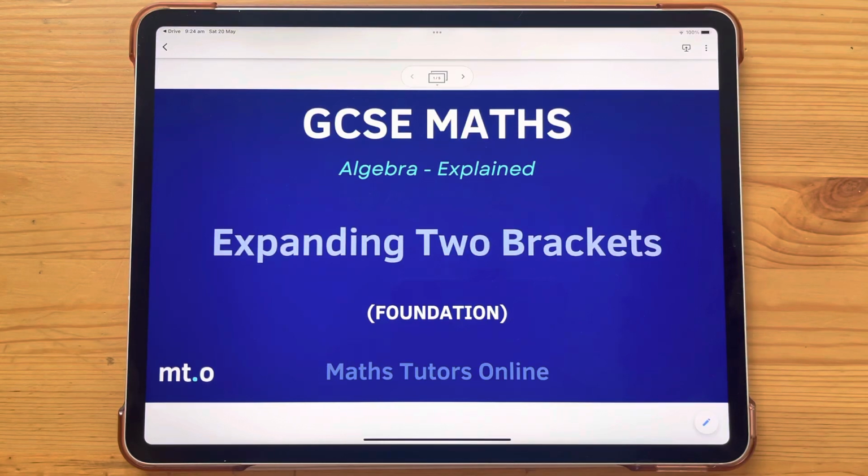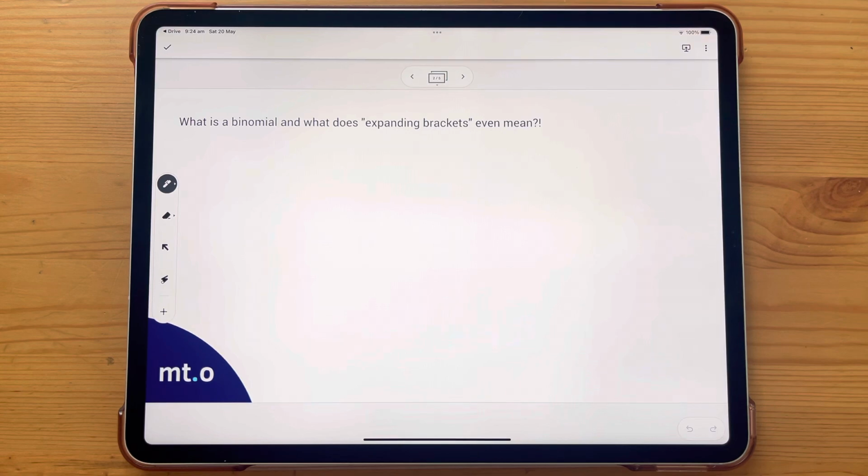In this video we're going to be talking about how to expand two brackets. This is also sometimes called expanding the product of two binomials, but we'll talk about what that means and how to do it. First of all, what even is a binomial?